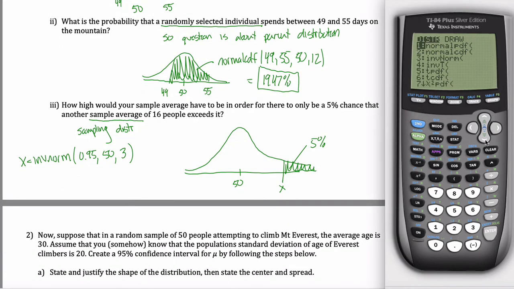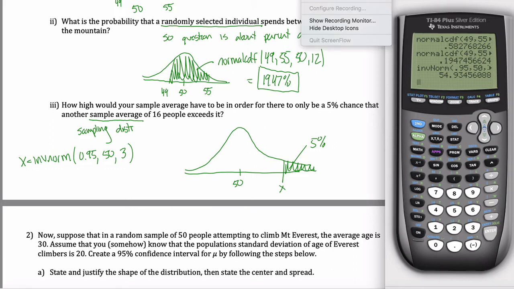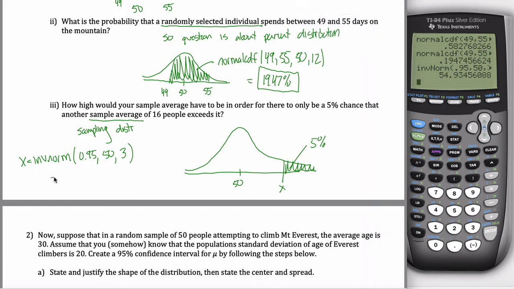Hit second and then variables to get into the distribution menu. Inverse norm, 0.95, 50, and 3. Then I'll hit enter and it spits out 54.93. I better tell you how to round this. Maybe I'll tell you to round it to 2 decimal places. Sure.